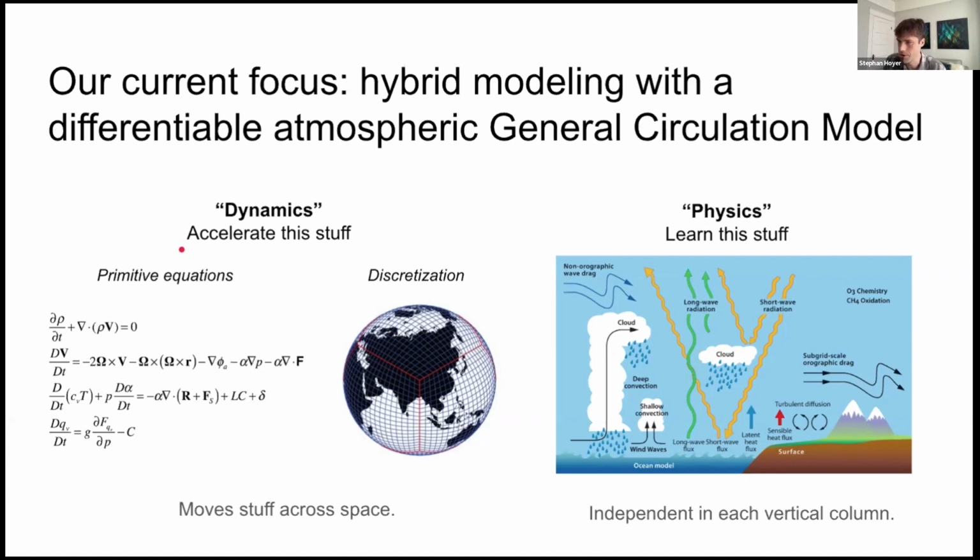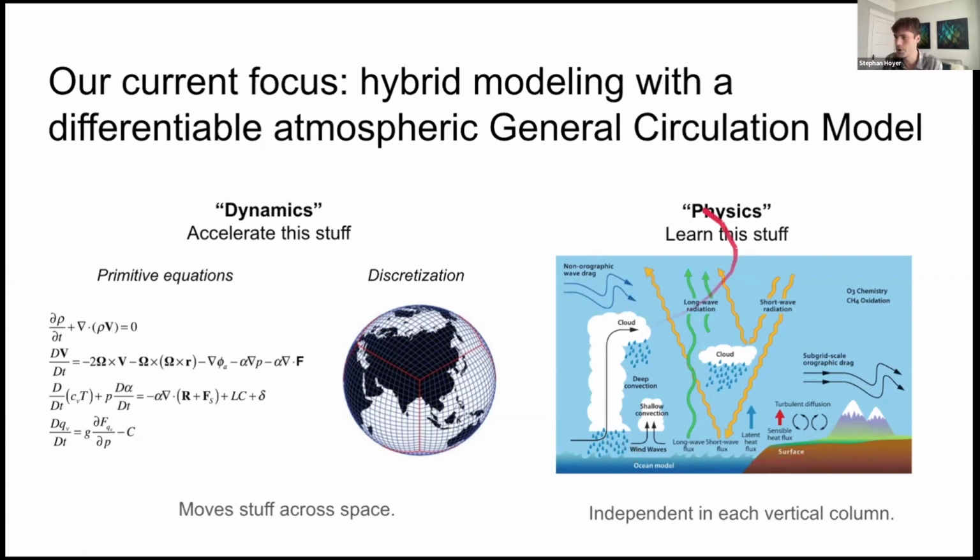There's the dynamics, which is just fluid equations, and there's all the physics that happens inside each grid cell and is independent in each vertical column. And so we want to keep this structure in our hybrid machine learning method. So we've rewritten, we have a primitive equation solver that we wrote. As you'll see, we actually did a spectral method, because that was the simplest approach. And we're going to try replacing the physics with machine learning.